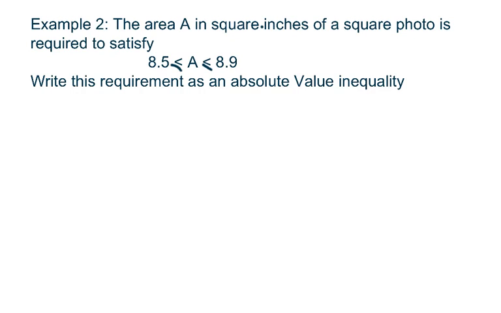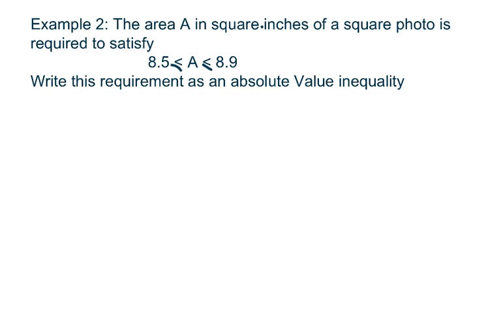In this video, we're going to talk about another absolute value inequality problem. Example 2 says the area A, in square inches, of a square photo is required to satisfy this: 8.5 is less than or equal to A, which is less than or equal to 8.9. Write this requirement as an absolute value inequality. Let's get an idea of what we're talking about here.